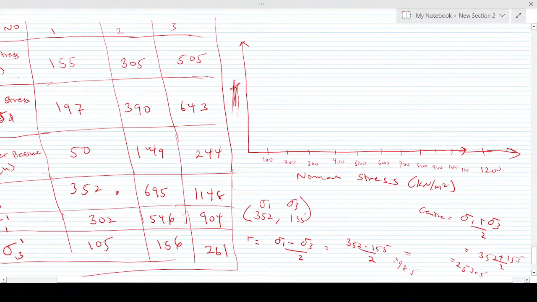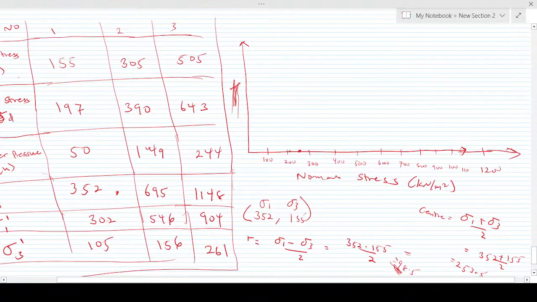So now you locate 253.5. So 253.5 will be somewhere here, right? So you stand here. Now you need a compass and a pencil. So you locate the center, you stand here, then you open a radius of 98.5.